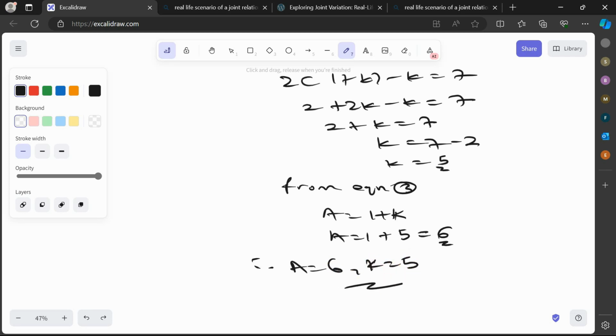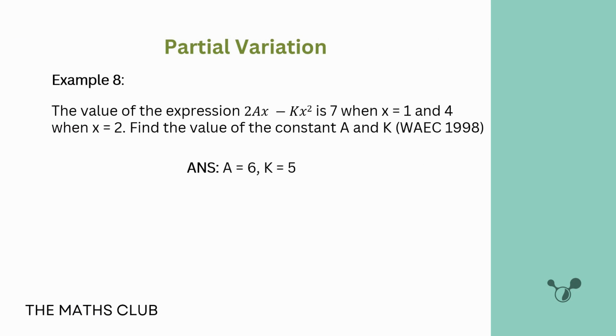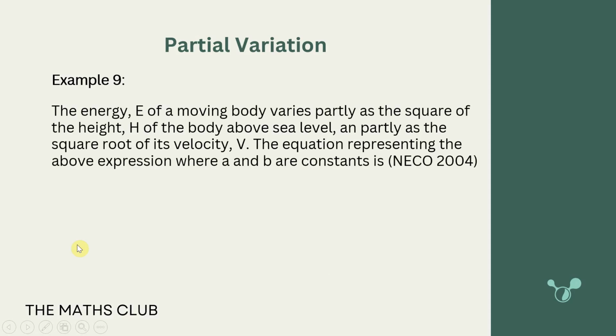So that's basically it. Let's see if we are correct. So a is equal to 6, k is equal to 5. This other example says that the energy E of a moving body varies partly as the square of the height h of the body above sea level and partly as the square root of its velocity v. The equation representing the above expression where a and b are constant is, let's solve this one together.